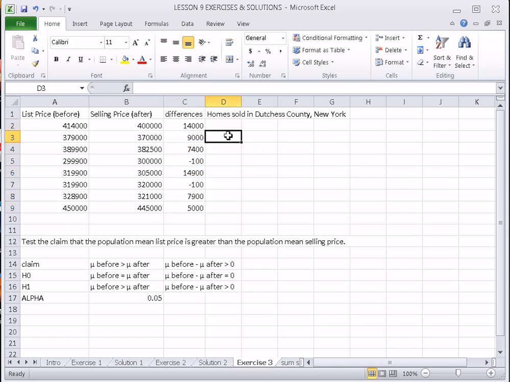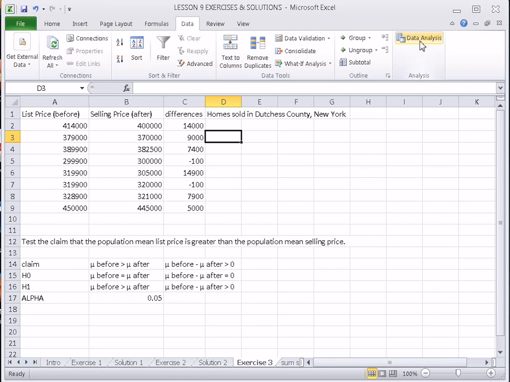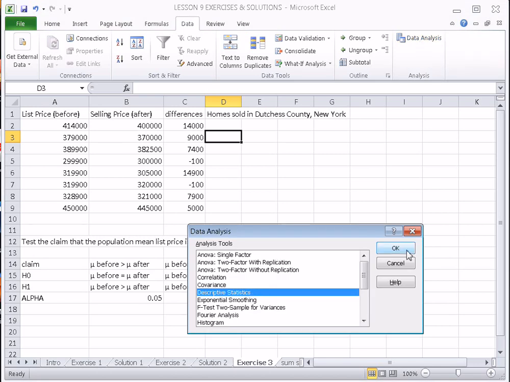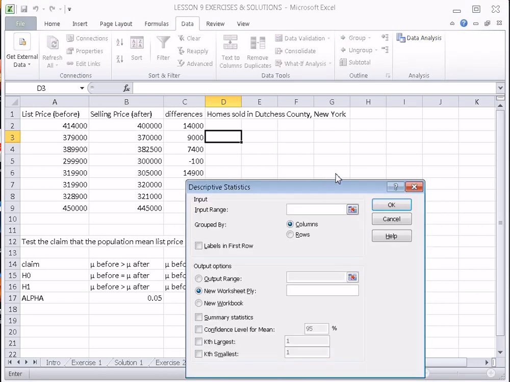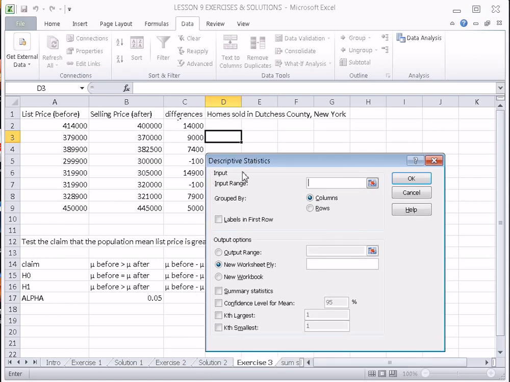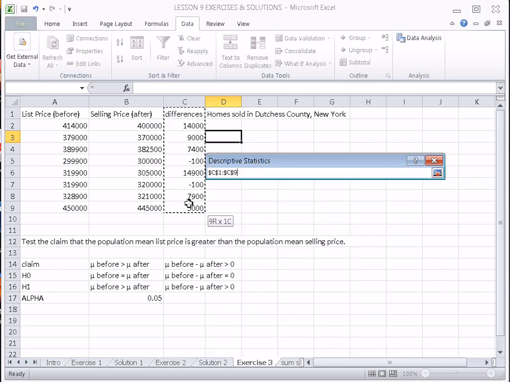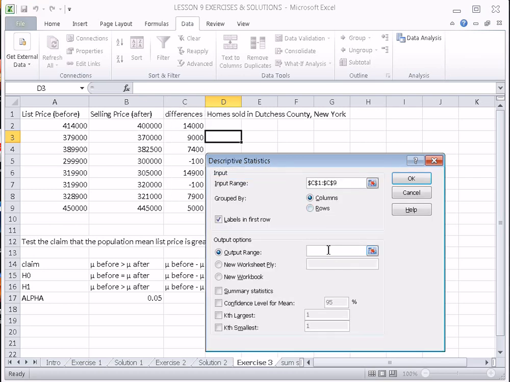So let's go to data, our data analysis, descriptive statistics. My input are my differences, and I'm going to click labels because I want it labeled differences, and I'm going to put this on this page so we can see it. I want my output range to be on the same page, so I'm just going to click that. Hopefully it'll put it in there. And we need our summary statistics.